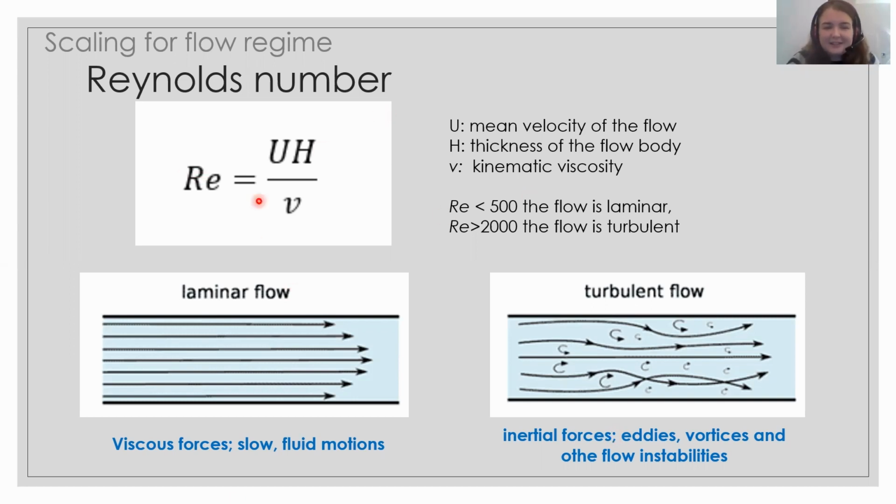And this scaling is basically done with the Reynolds number. And you see here's the equation. I don't want to get into it too much, but basically what the equation does is take the ratio of the inertial forces to the viscous forces. If the viscous forces are stronger, you get a laminar flow, which is very slow and has smooth fluid motions. If the inertial forces are stronger, then you get a turbulent flow that creates eddies and vortices and other flow instabilities.